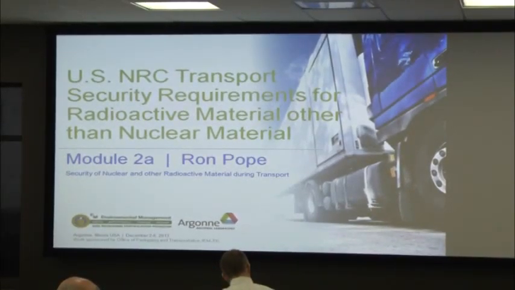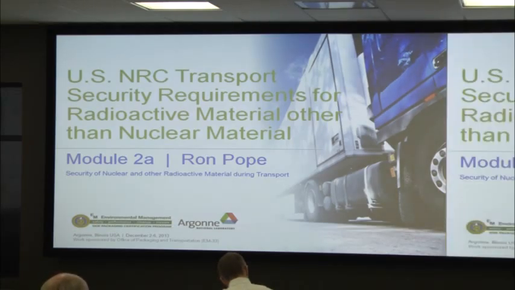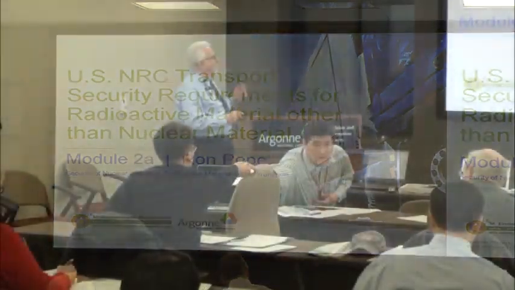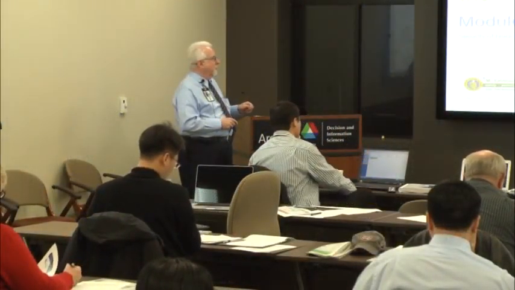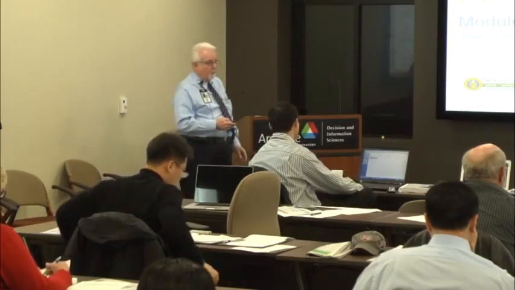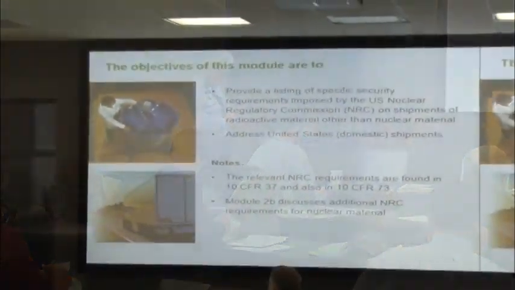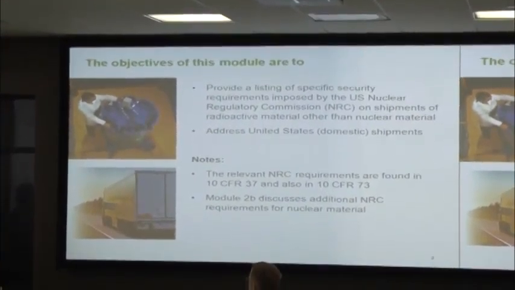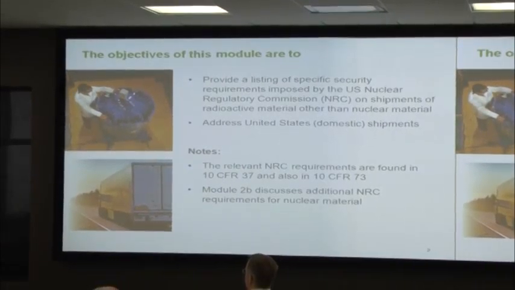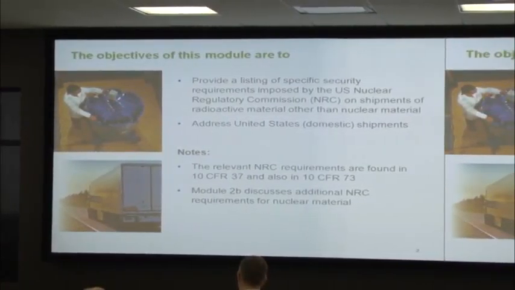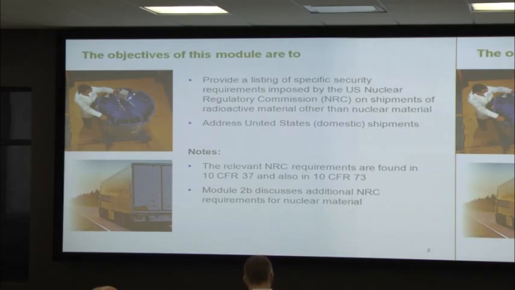But for right now, I'll start with Module 2A, which is looking at the specific security requirements that tie to the application boxes for radioactive material, not nuclear material, and specifically for those requirements that come from NRC. What we're going to try to do here is provide a listing of the specific security requirements like we did on the last module yesterday for the DOT requirements, and I'm only addressing the United States domestic shipments.